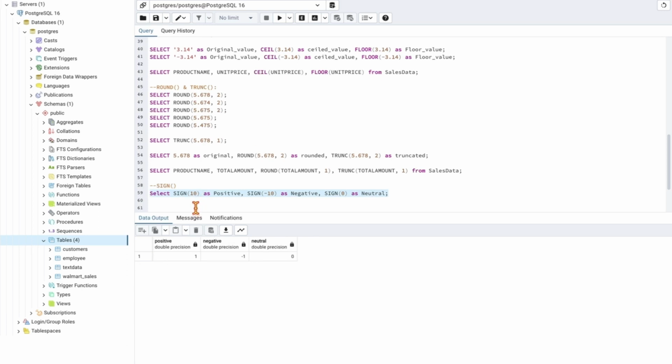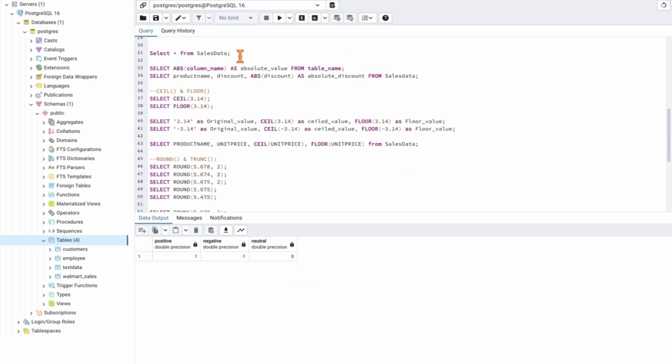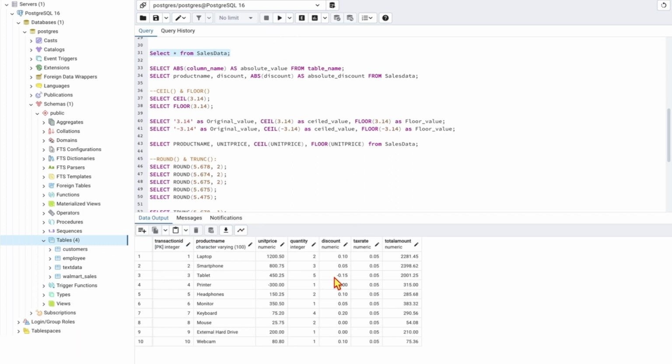It returned the sign of 10 as 1 indicating positive, sign of -10 as -1 indicating negative, and sign of 0 as 0. So if you want to change the sign of your value, then this is the built-in function to use. Let's check the same in our table.